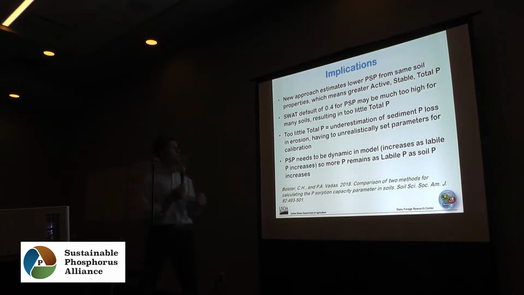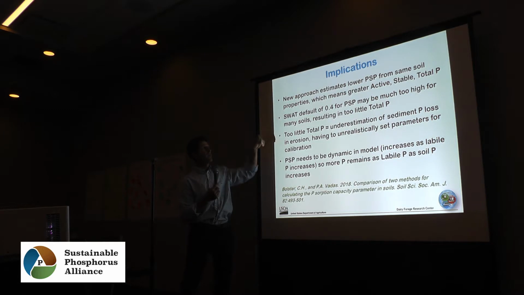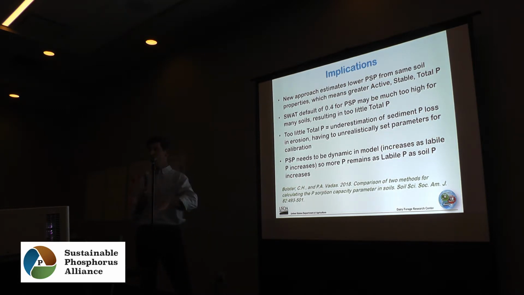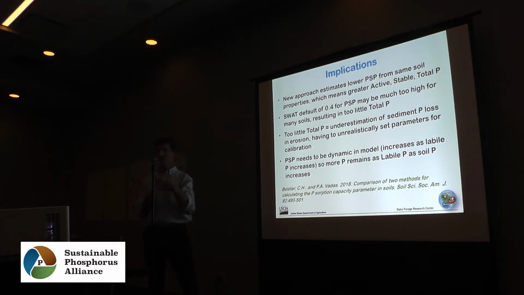So some of the implications: what we're seeing is that with our new approach, our calculated PSPs were lower than what the original equations were estimating for PSP. If you have a lower PSP, that's just going to bump up your active and stable P and your total P. So be careful with the SWAT default of 0.4. I find that that's too high for a lot of our eastern, highly weathered soils.